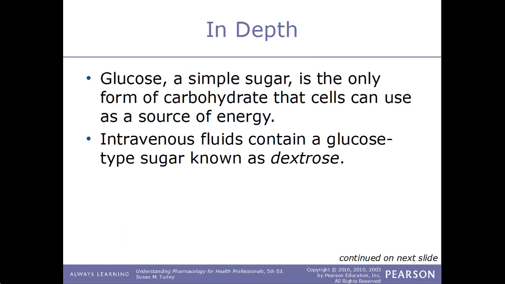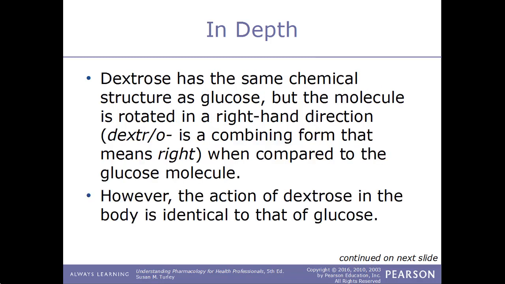Now we'll talk a little bit more in depth about an IV fluid. Glucose, which is a simple sugar, is the only form of a carbohydrate that cells can use as a source of energy. Now, IV fluids contain a glucose type sugar known as dextrose. Dextrose has the same chemical structure as glucose, but the molecule is rotated in a right-hand direction. That's why it has the prefix dextro. But when it comes to the action of dextrose within the body, it is identical to that of glucose.